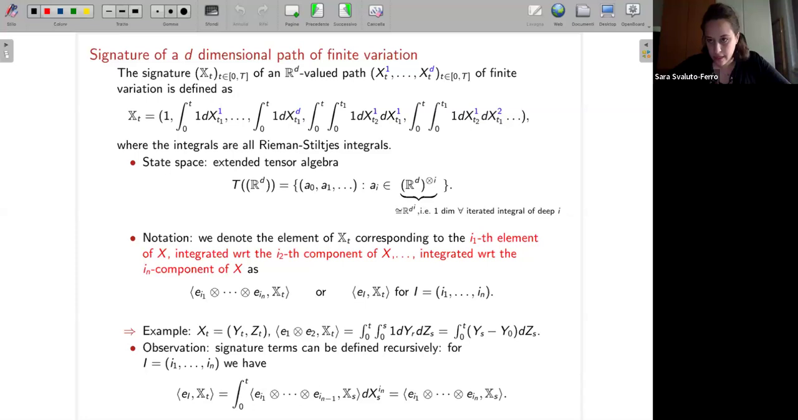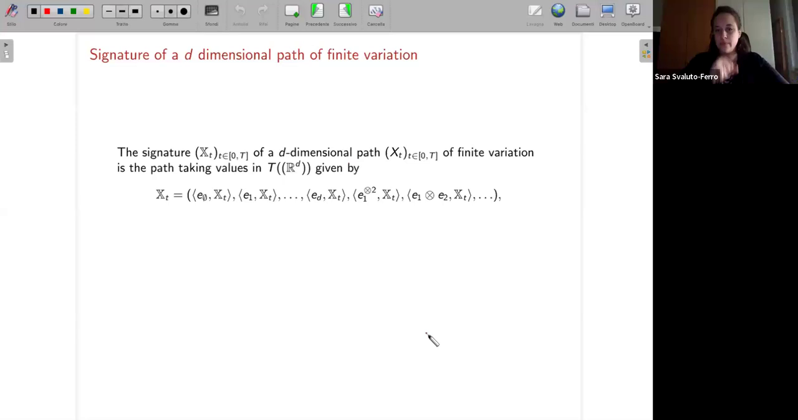We can also define it recursively, exactly as we did before. If we want to integrate I1 till IN, we can stop one integral before the end, take that element of the signature, which will be this one, and then integrate with respect to the component IN. For example, in this case, we can take this one inside. This is the component 1 of the signature, and we integrate with respect to the second component, recursively. This permits us to write the definition in a more compact form.